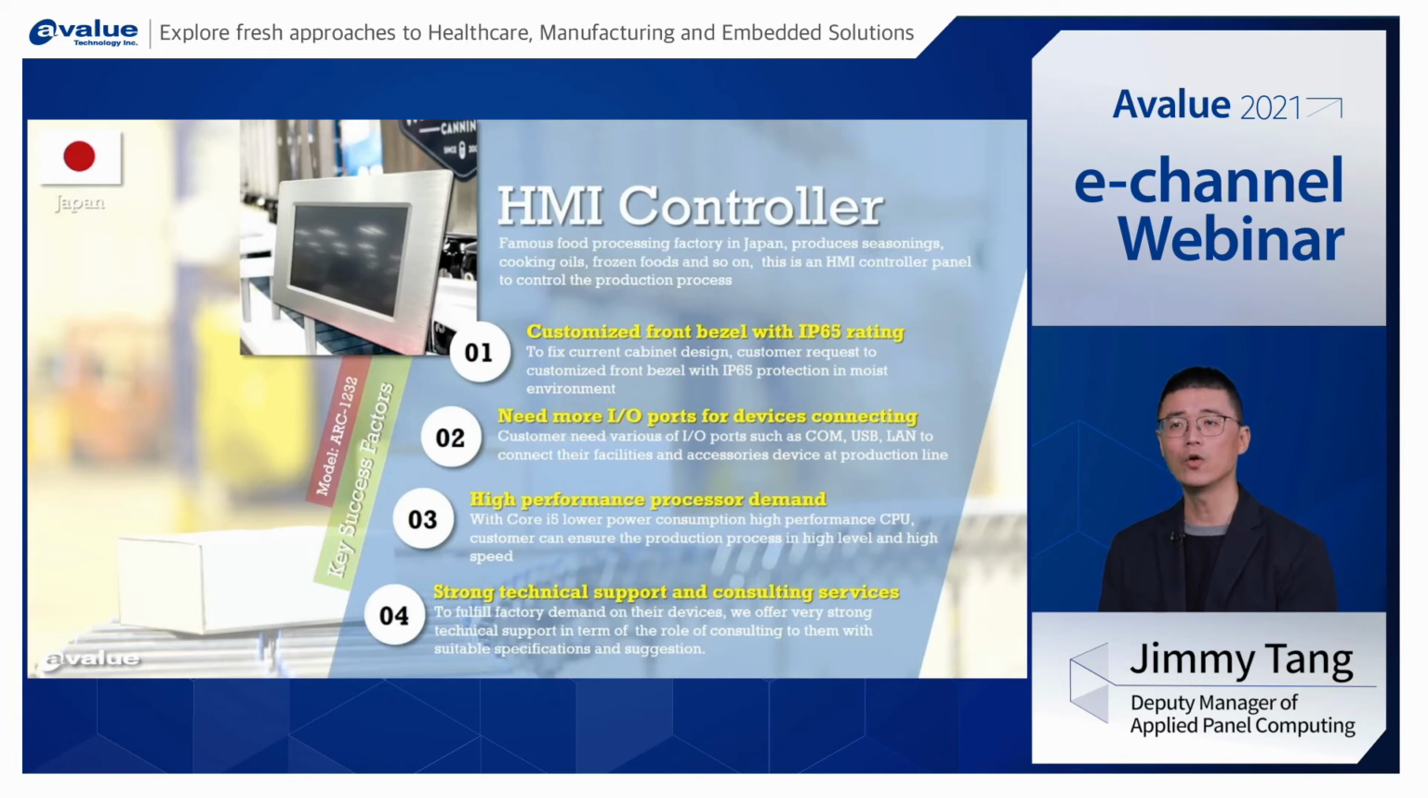And for the I/O sections, they need a lot of I/O to connect to different kinds of devices. For high performance, they require Core i5 performance with low power consumption, so our Core i5 easily meets their demands. Besides the hardware, we also do a lot of software integration: we customized the OS for our customer to fit their MES system. So with the integration of hardware and software, we finally won this project for the HMI controller.